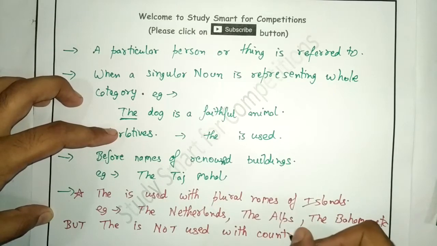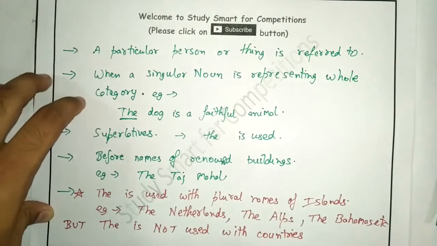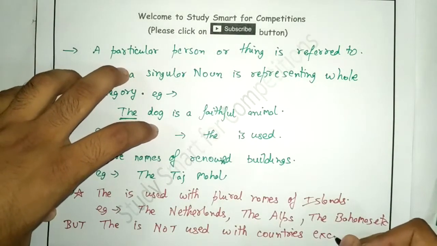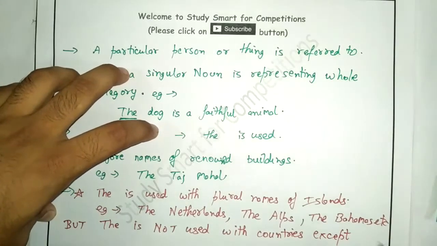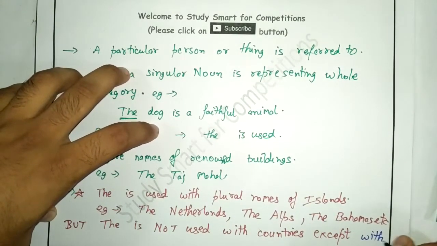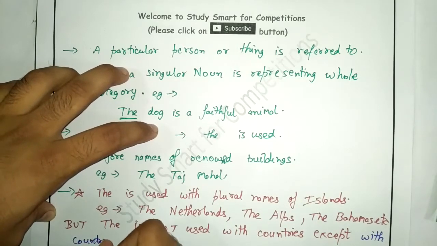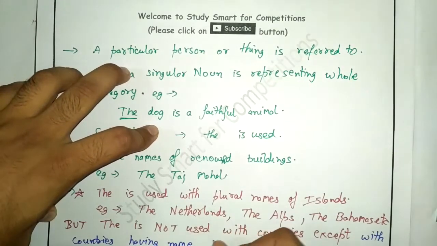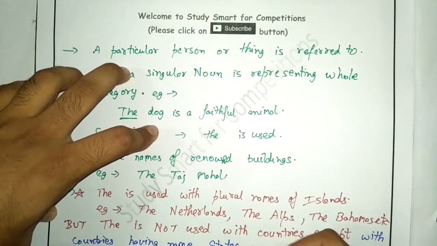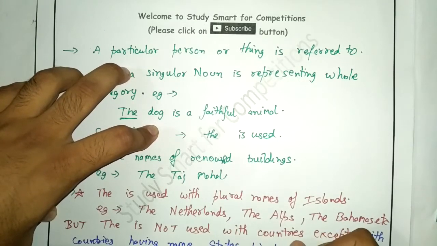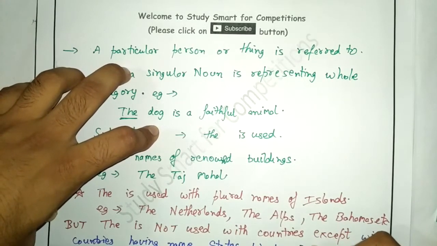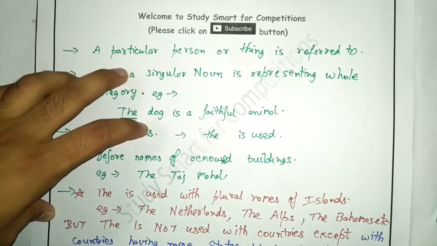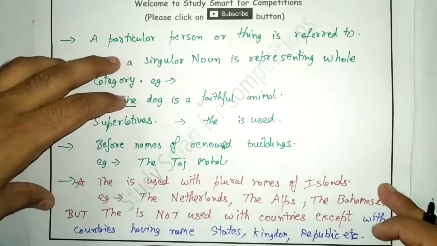All right, just consider this point. I am trying to tell you a very important point in this way, that the is not used with countries, except there is an exception. Except with countries having names like states, kingdom, or you can say republic, etc. All right, so this is the very important point. I'll be reciting it to you again.